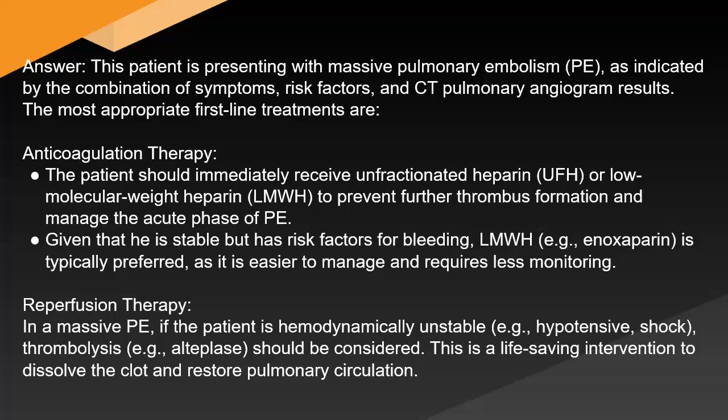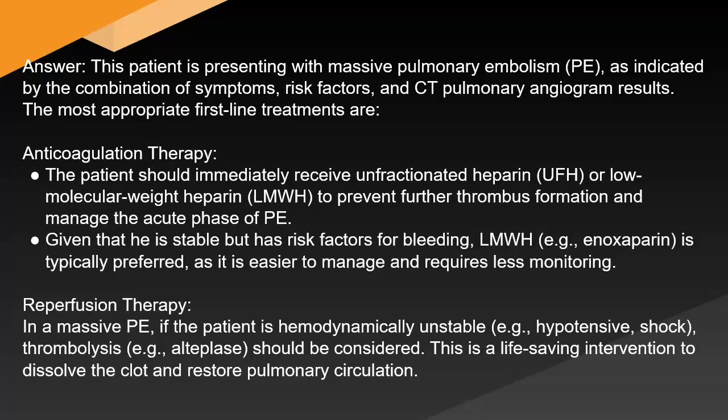Answer: this patient is presenting with massive pulmonary embolism. PE is indicated by the combination of symptoms, risk factors, and CT pulmonary angiogram results. The most appropriate first-line treatments are: Anticoagulation therapy. The patient should immediately receive unfractionated heparin or low molecular weight heparin bolus to prevent further thrombus formation and manage the acute phase of PE. Given that he is stable but has risk factors for bleeding, LMWH, e.g. enoxaparin, is typically preferred as it is easier to manage and requires less monitoring.